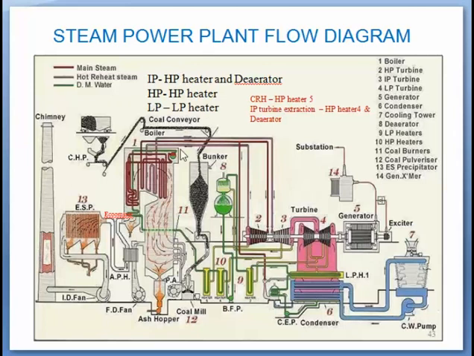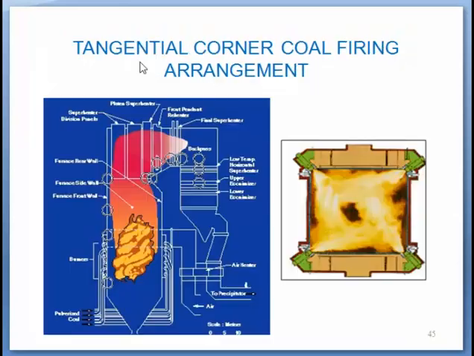So with this we have completed this diagram. We have seen this coal path, then this is air path, flue gas path, then steam path, cooling water path. This completes the steam power plant flow diagram.